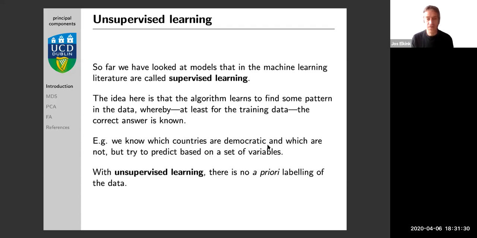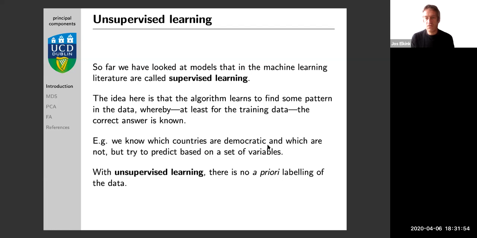So for example, if we have a set of independent variables and we want to see what the correlation is between those variables and the level of democracy, and we have a separate measure of what is the level of democracy, then we call this supervised learning. It is supervised because we know the correct classification. We know whether it's a democracy or not, or how democratic it is. And now we look at patterns between those variables and the classification that we know.